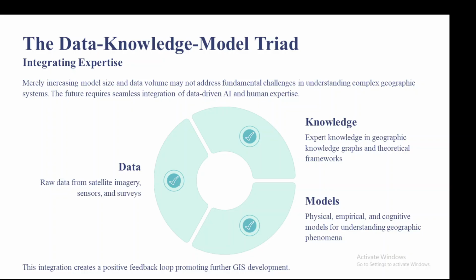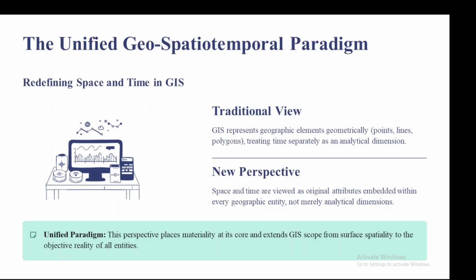When these three elements interact dynamically, they will form positive feedback loops. Data will inform models, models will refine knowledge, and knowledge helps us to collect better data. If we know in what way we have to collect the data, then definitely we will be able to feed better data into these models, and then they will be able to draw better knowledge out of this. So this cycle will represent the real intelligence of our future GIS, and it is not just automated computation, but also continuous learning and reasoning about the geographic world.